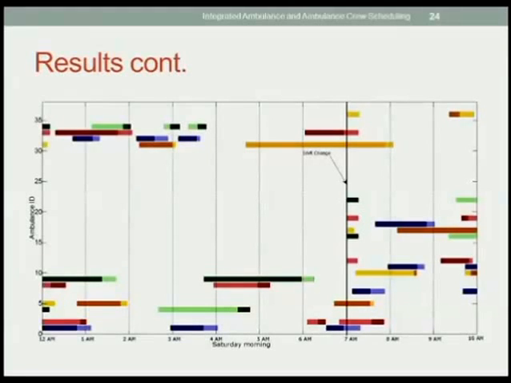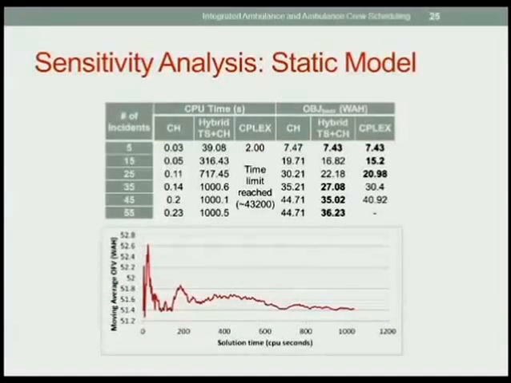Okay, I'm going to skip over a few things because I might be running low on time and I want to get to the sensitivity analysis. This is for the static model and actually compares the results for the exact solver, the constructive heuristic, and the hybrid heuristic that was used to solve this one.